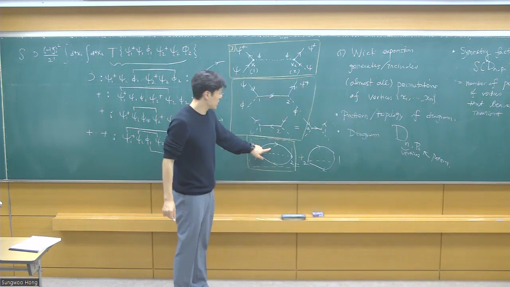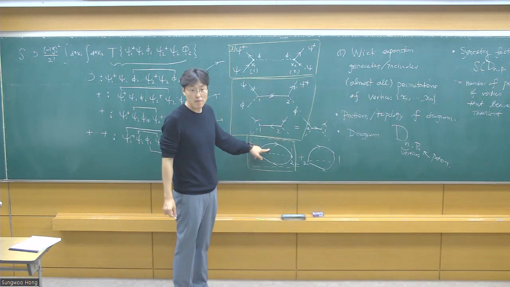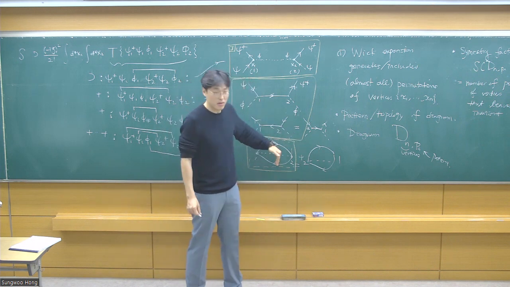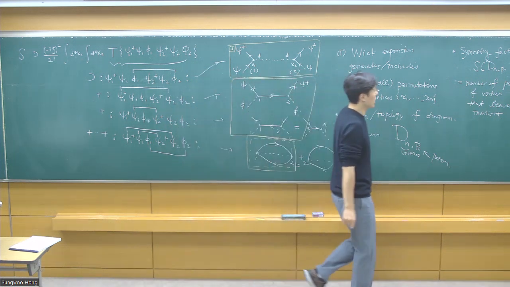For instance, in this example, the symmetry factor is 2. You can do one permutation. There are 2 diagrams, therefore, so that is the number of permutations.